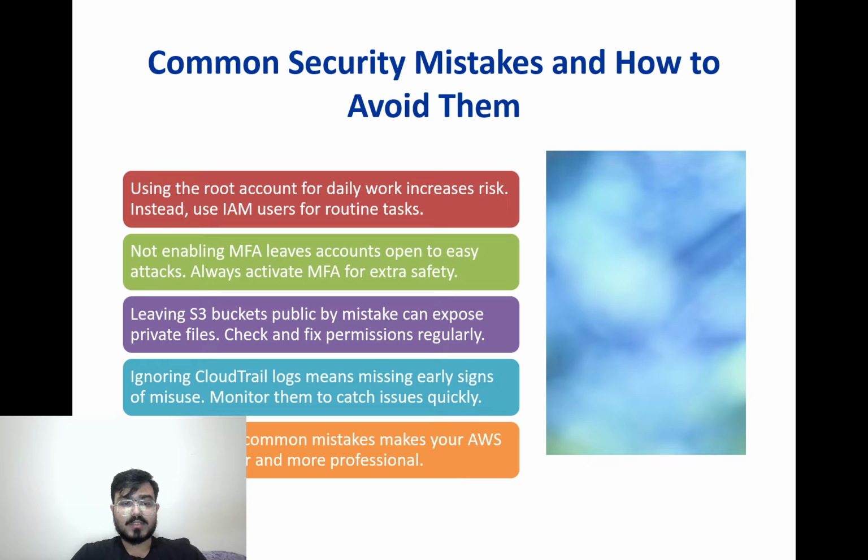The second mistake is not enabling MFA. Without MFA, your account can be easily attacked. Always turn it on. Another mistake is leaving resources like S3 buckets public by accident. Always check your permissions regularly. Lastly, many people forget to check CloudTrail logs. These logs show all actions in your account, so reviewing them helps you catch problems early. Fixing these habits makes your account much safer and more professional.